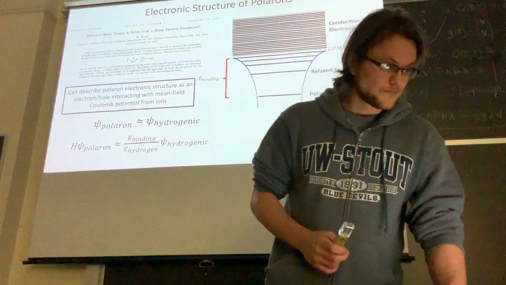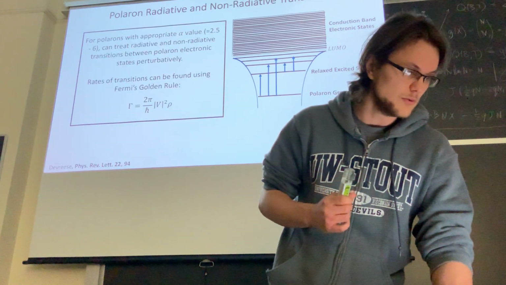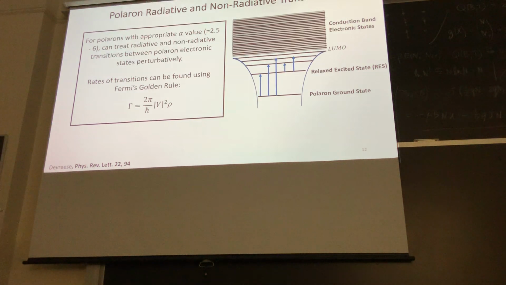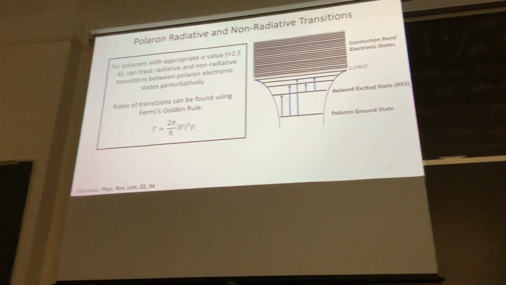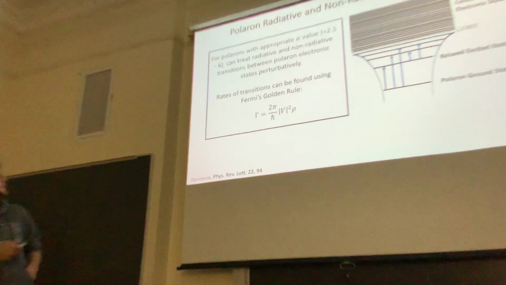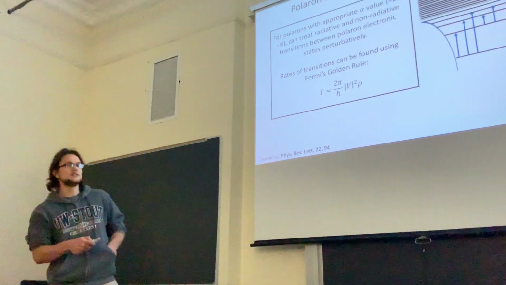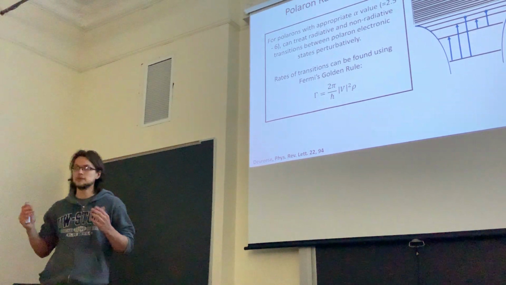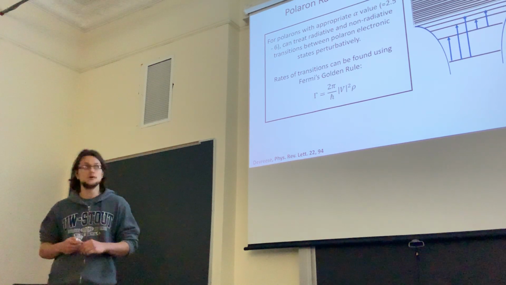And so we can have electronic states introduced due to a polaron. When people were researching these in the 60s, looking for solutions, one paper I came across found that for an appropriate coupling value, in the paper they found from 2.5 to 6, these bound states are stable enough that you can treat them perturbatively compared to any sort of excitation that you do to them.